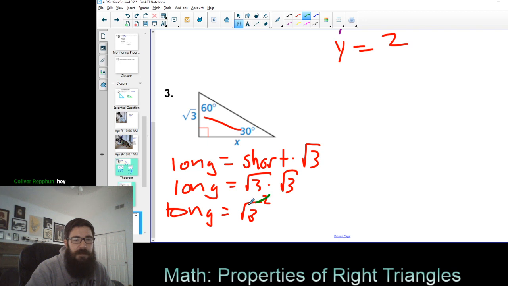Just like that previous problem, you might realize those are going to cross cancel. How long is the long leg really? It's just going to be a 3. That's how big x is.